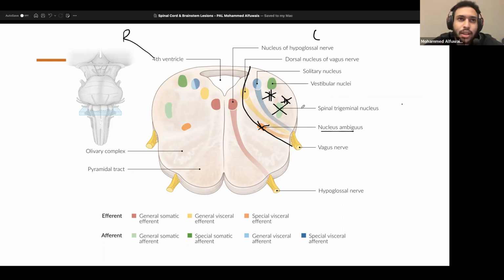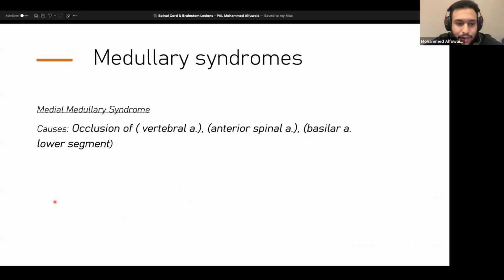You will have what else? You will have hoarseness, and now the uvula. Where will it deviate, left or right? Right side. Good. Perfect. So these are the findings that you're going to see with a lateral medullary syndrome. Okay, so now I'm going to go over the slides very fast, since you guys already know.